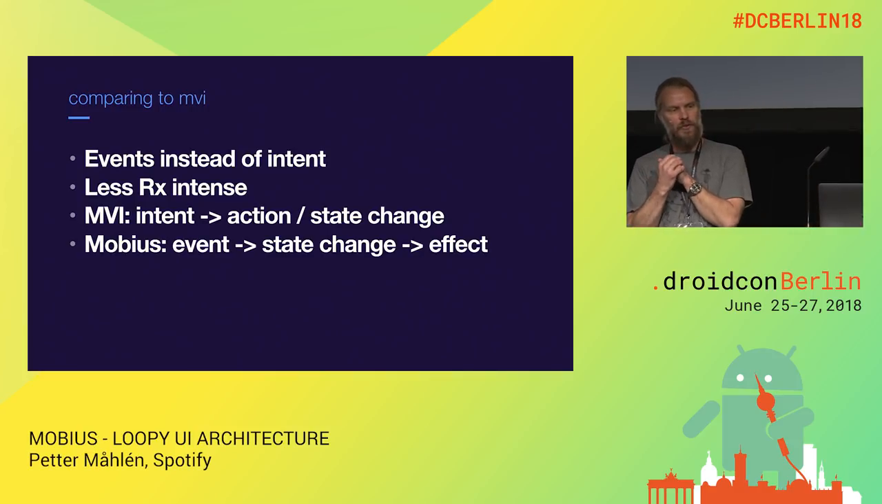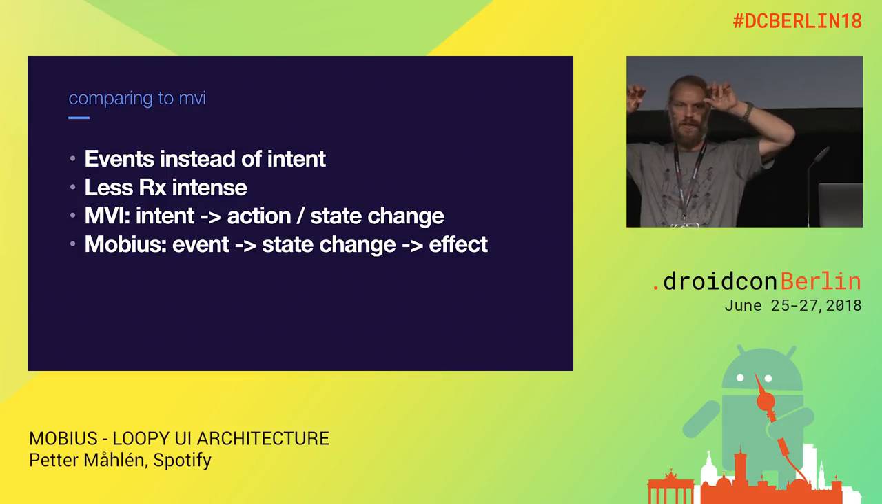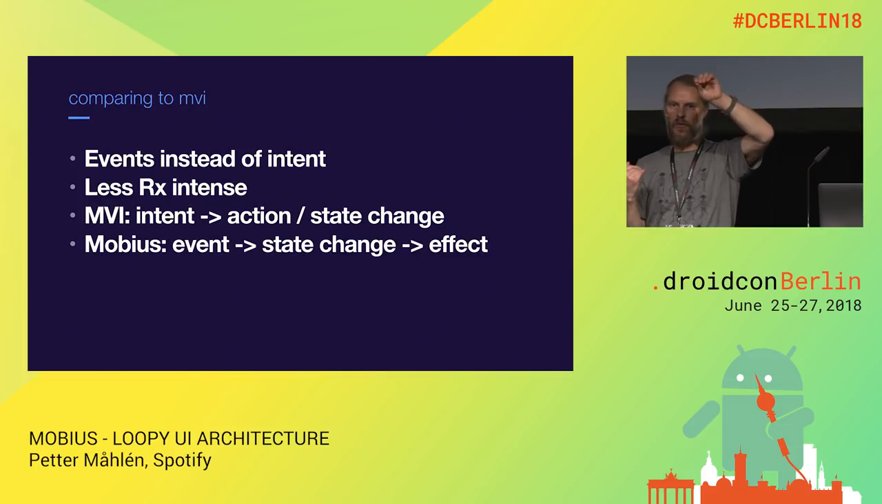Probably the most important distinction is that in MVI, you have an intent, and then you have an action and a state change. And as far as I can understand, there's no real prescription of which order the action and the state change should happen in. There can be races there. So in many of the examples that you see out in the wild, the action happens before the state change. So when some intent happens, then you do something, you call a backend service, something like that, and then you reduce that state change in a reducer.